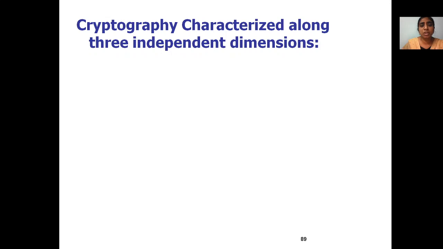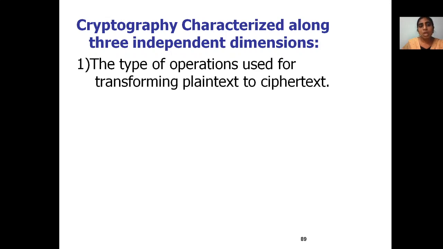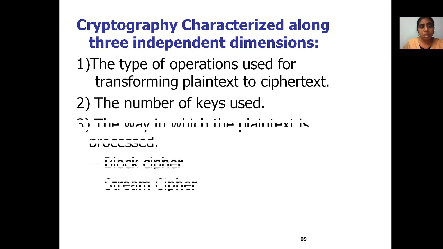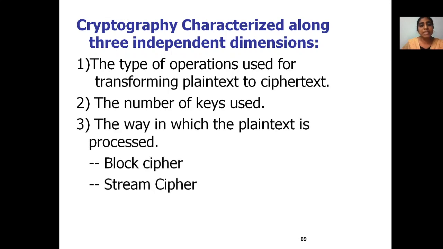Coming to cryptographic systems, they are characterized along three independent dimensions: the type of operation used for transforming plaintext to ciphertext, the number of keys used, and the way in which plaintext is processed, that is either as a block cipher or as a stream cipher.